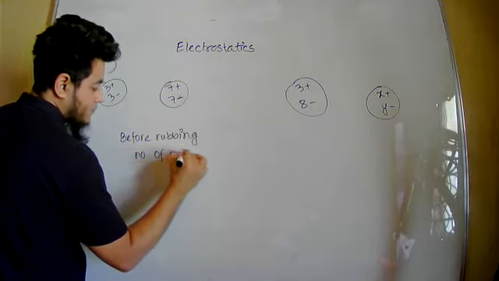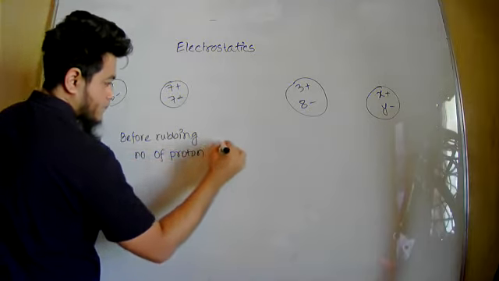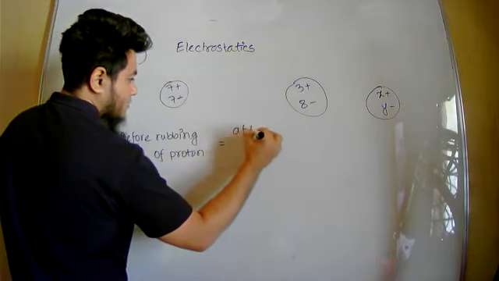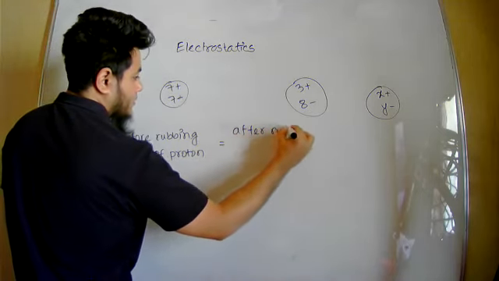Number of proton equal to after rubbing number of proton.